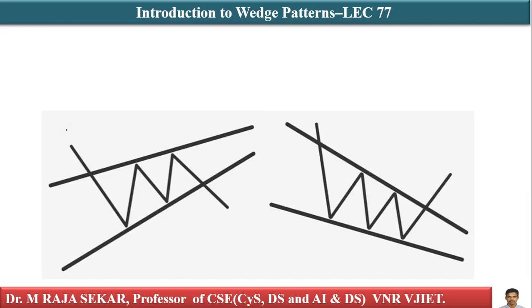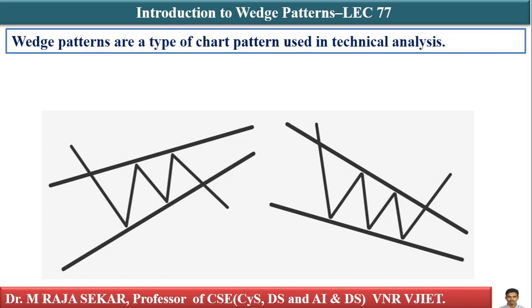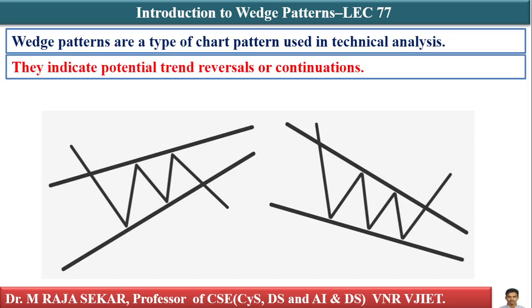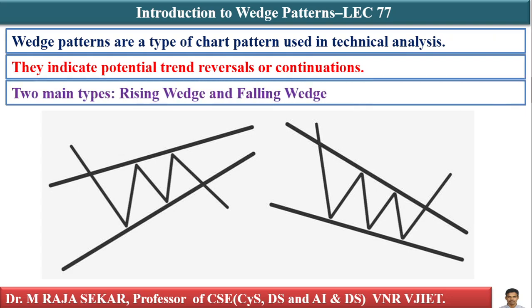In this lecture, we will try to understand about the wedge pattern. What is this wedge pattern? A wedge pattern is a chart pattern used in technical analysis to predict potential price reversals or continuations in financial markets. It is formed when price movements create converging trend lines, resulting in a wedge-like shape on the chart. Just see, this is a wedge-like shape.